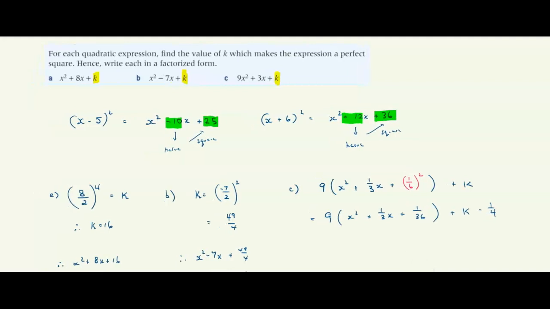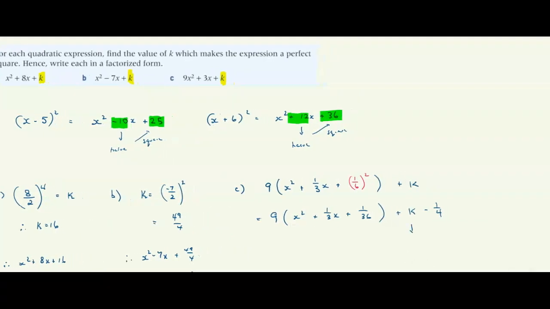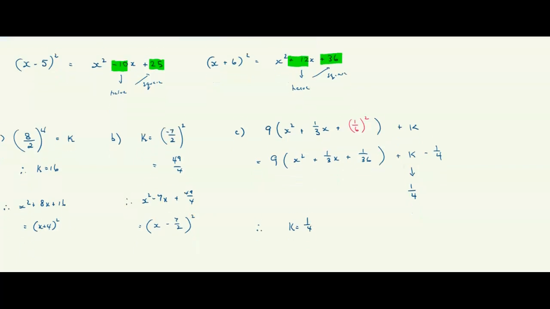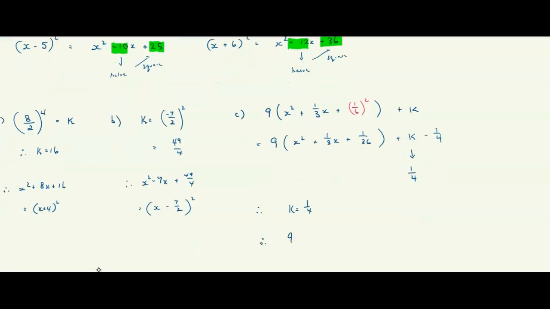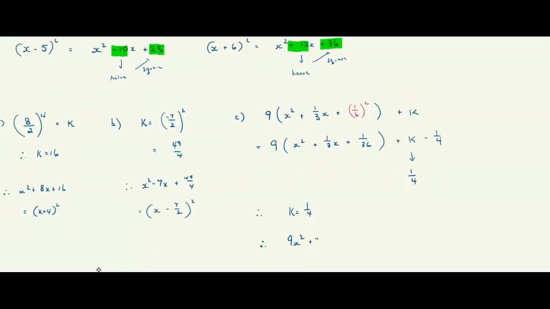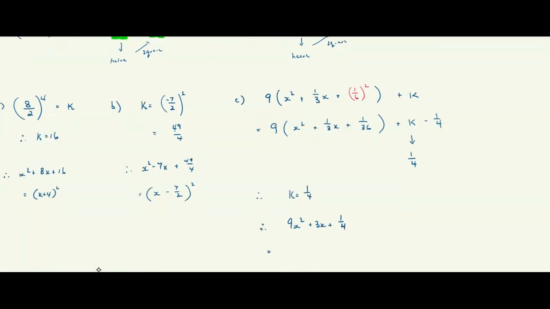Okay, so now in order for this to be a perfect square, I need my k to be equal to 1/4, so that this all came to 0. So therefore k is equal to 1/4, and we'd therefore have 9x squared plus 3x plus 1/4, which is equal to 9 outside of x plus 1/6 squared.